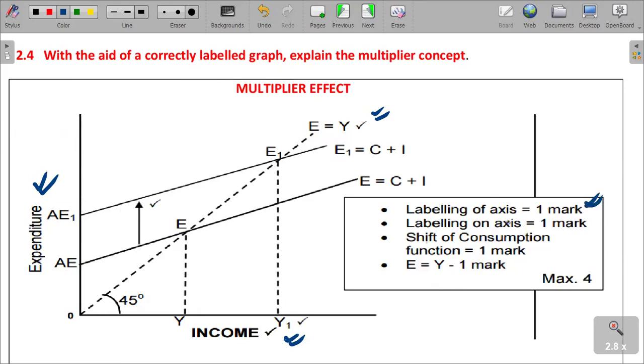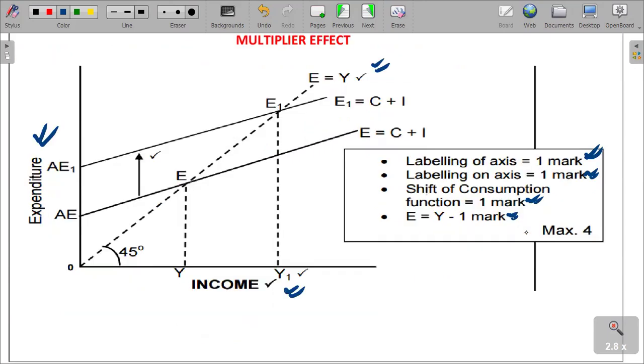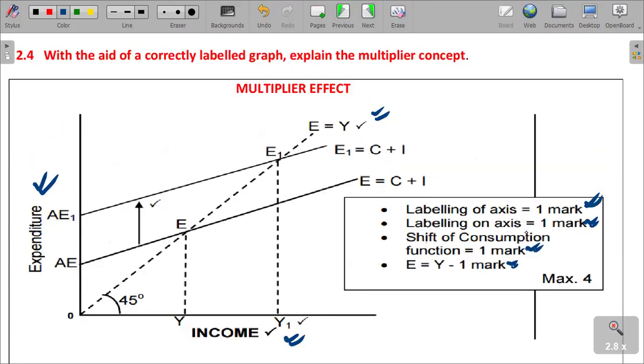Also labeling of the other axis is another mark. Then the shift of the consumption function is one mark. And then expenditure equal to income is also one mark. So what we need to look at is that we have our Laffer curve being explained.